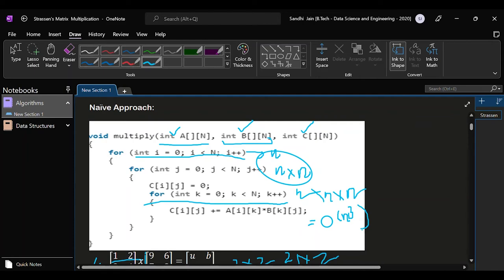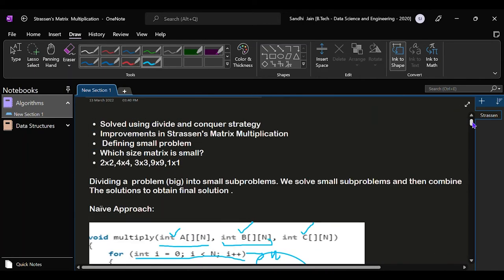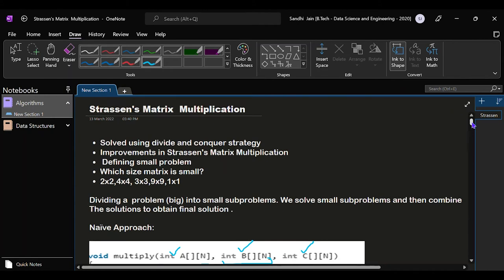Final time complexity. So let's come to why Strassen's matrix multiplication. We use Strassen matrix multiplication to reduce this time complexity a little bit, so that it's easier to compute, a better one as compared to the naive approach. When we want to reduce the time complexity, we use this approach.